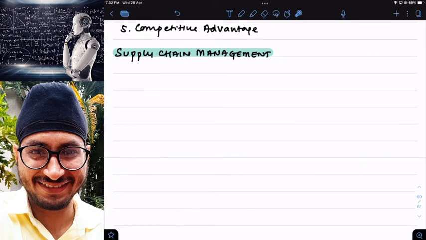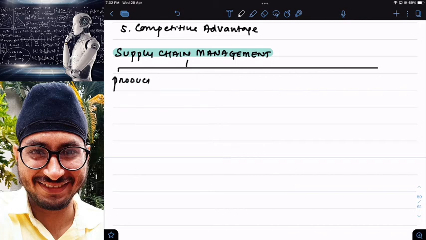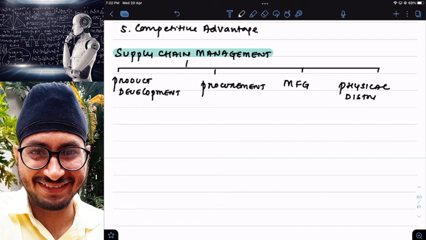Now, what are the activities? What are the components of supply chain management? Sir, component number one, product development. Component number two, procurement. Component number three, manufacturing. Component number four, physical distribution.